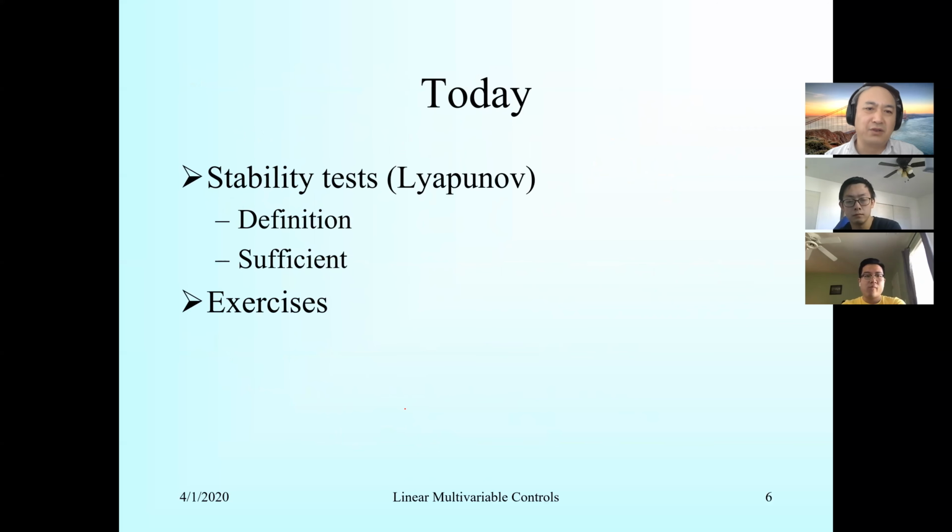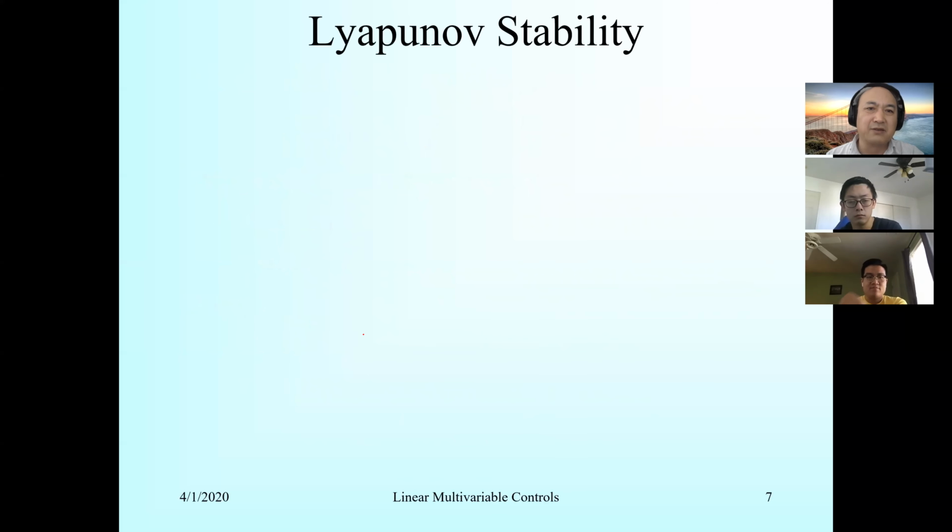So today we are going to do some tests. How can you check the stability given the state space model? People ask, what's the definition, and how can we check? What is the sufficiency? What is the necessity? With time allowed, we can go through some examples. So, Lyapunov stability.